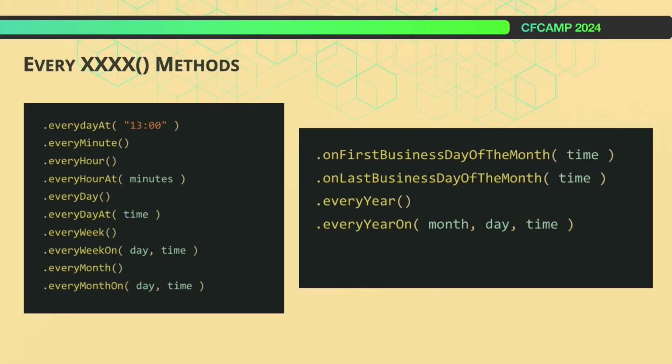So we have our every methods. You can say every day at a specific time, every minute, every hour at 1 p.m., every hour at 6 p.m., every day at 9 a.m., every week on a specific day or on a specific time, every month on a specific day and a specific time. And then business requirements: it has to be the first business day of the month, the last business day of the week, every year.